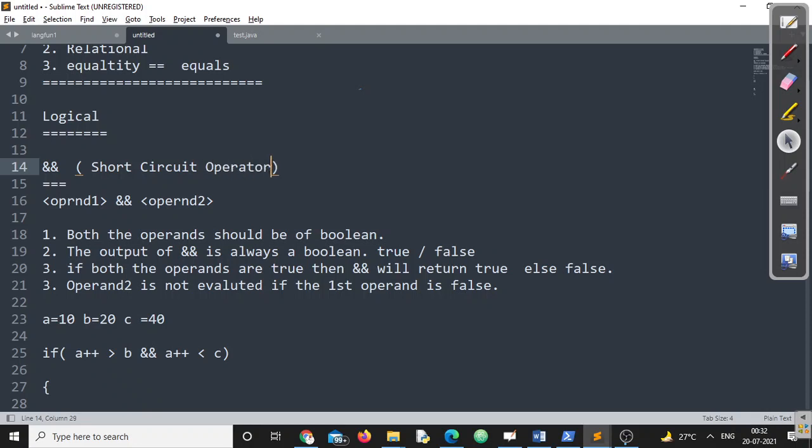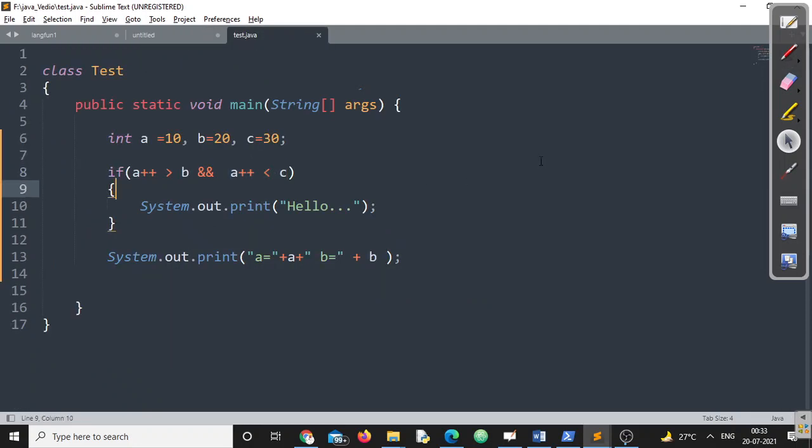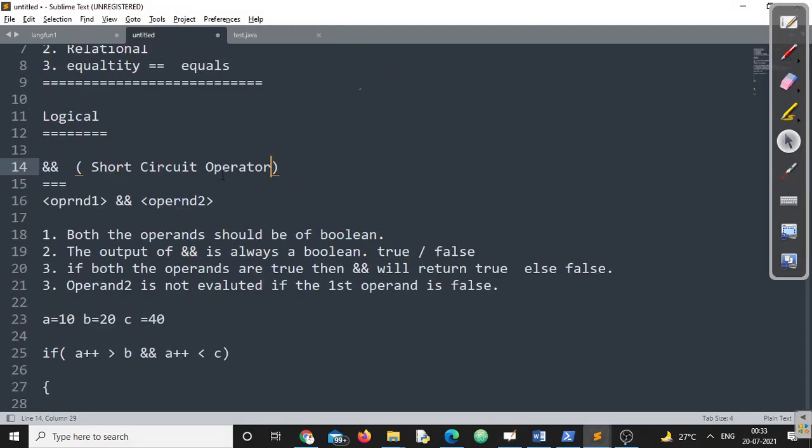Short circuit operator, because it saves your time. Once it finds the first value is false, it won't go for the second one. Does it save your time or not? 100% it saves your time. That's why the operator is called a short circuit operator.